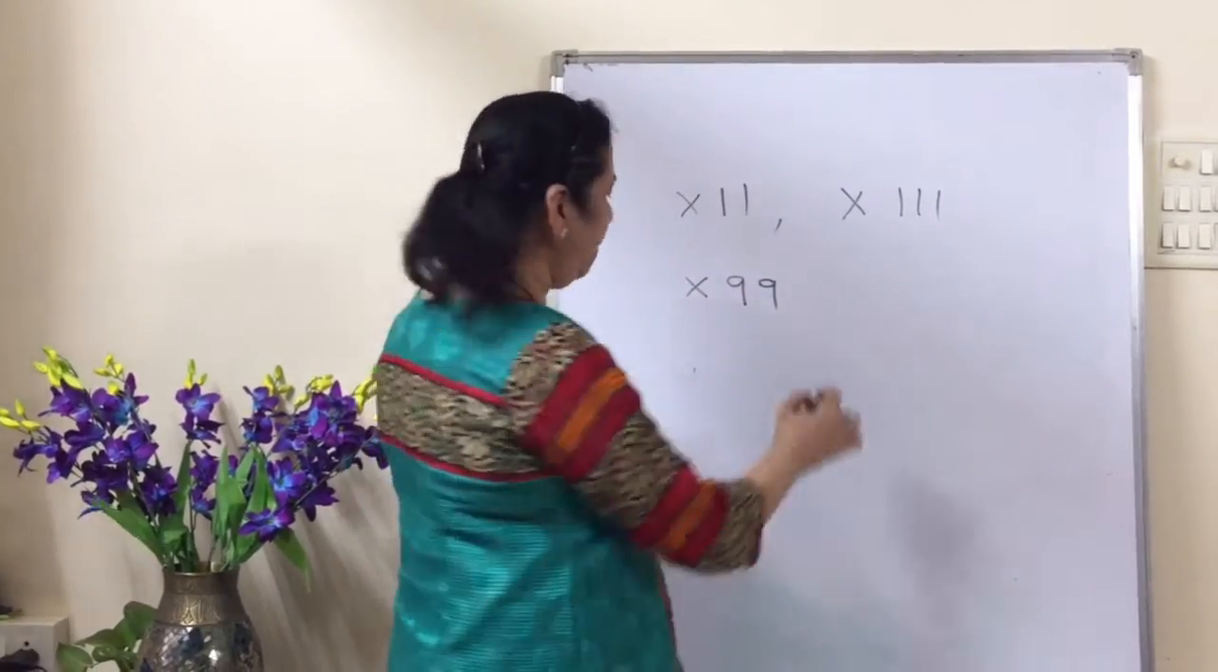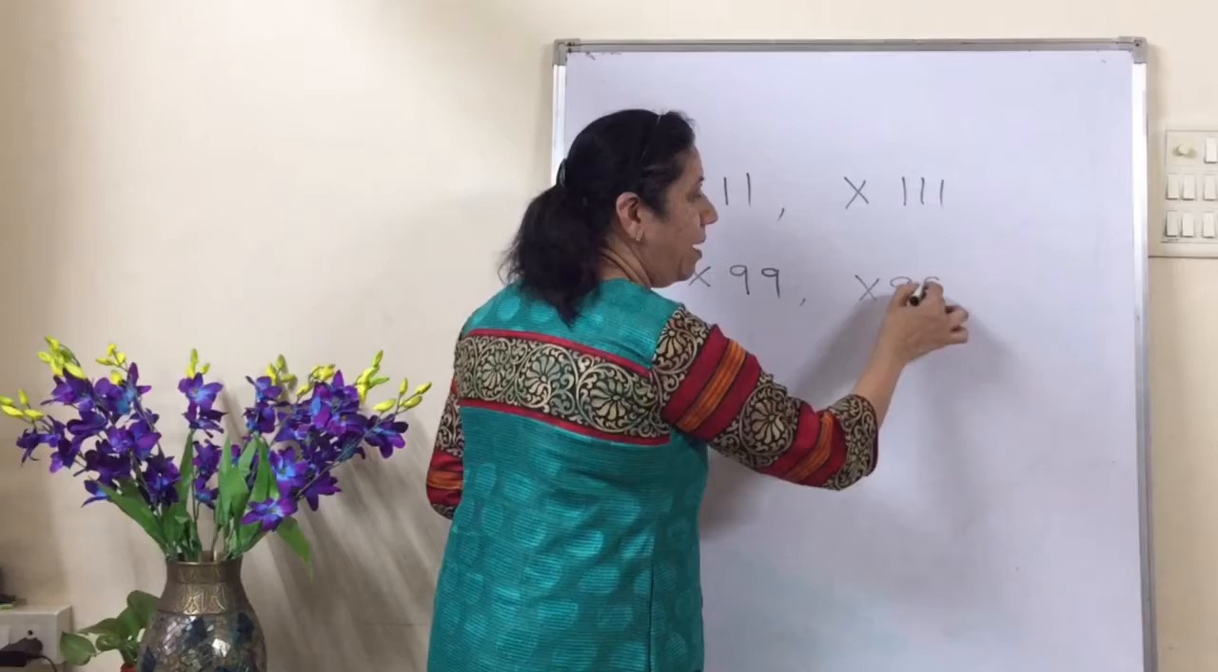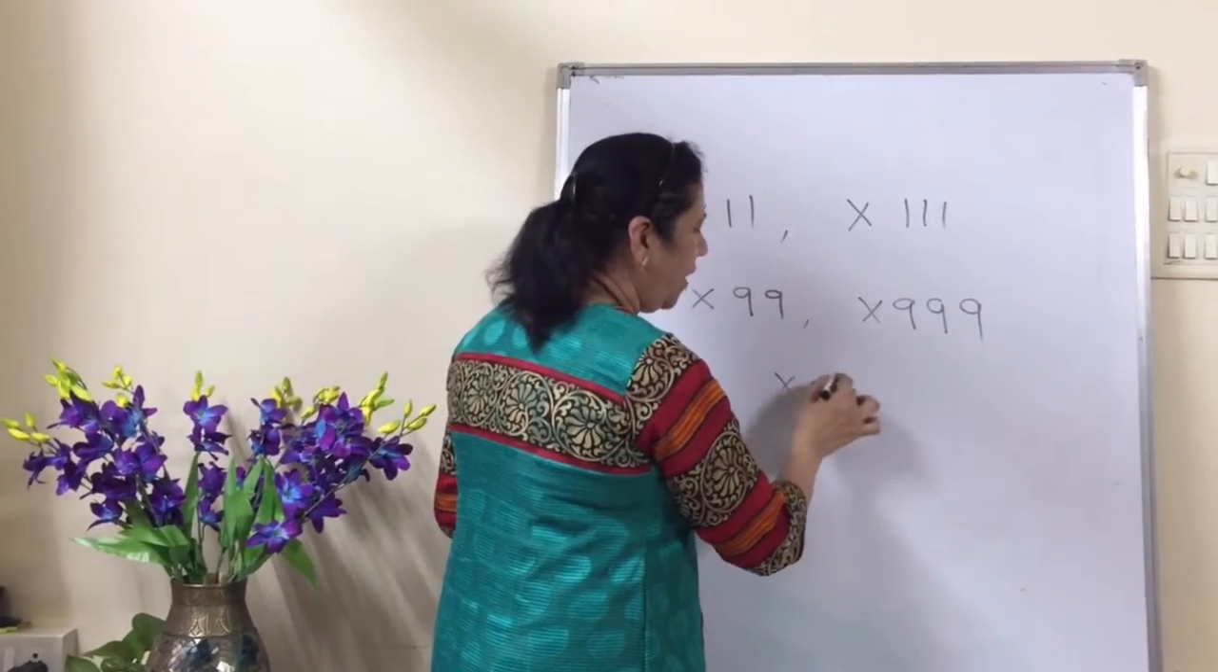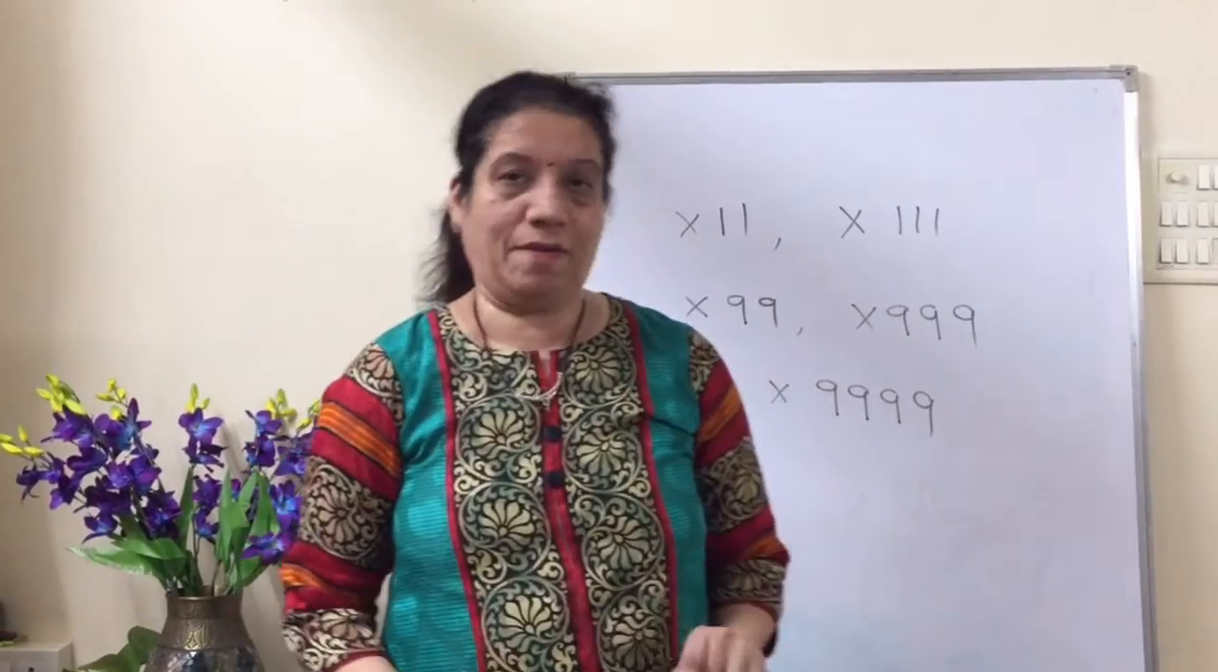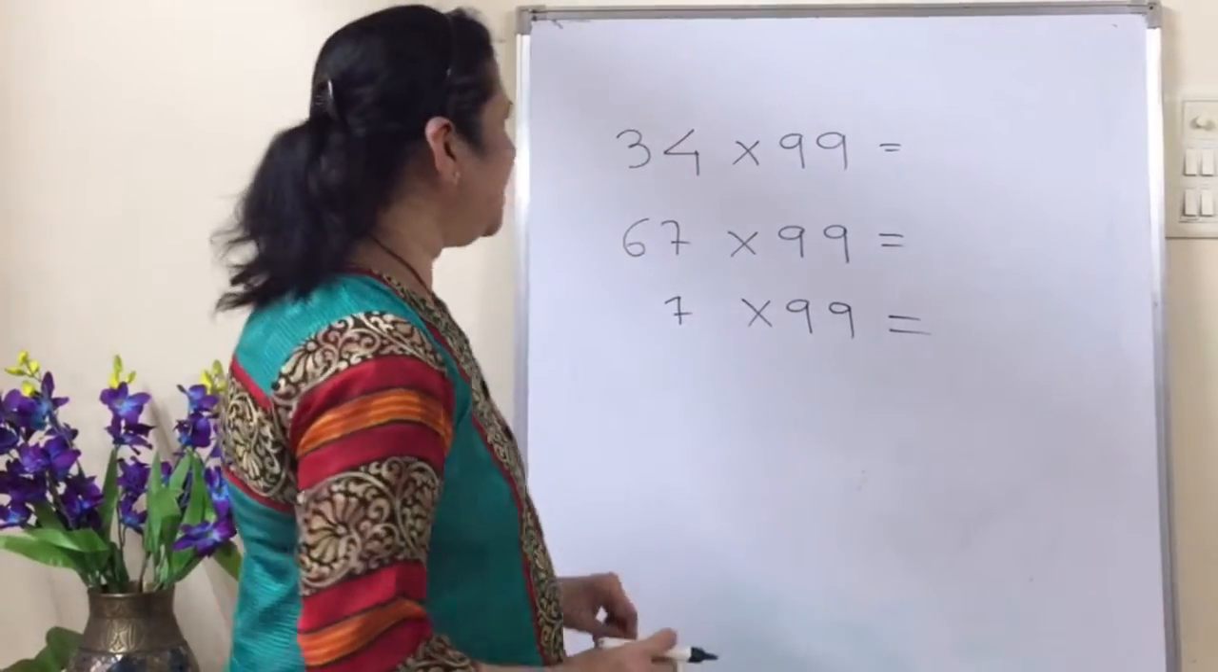we are going to learn how to find the number when you multiply any number by 99 or 999 or 9999 in a very short time. Let us take some examples.